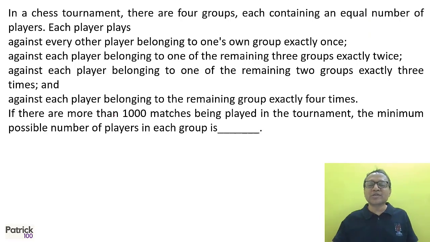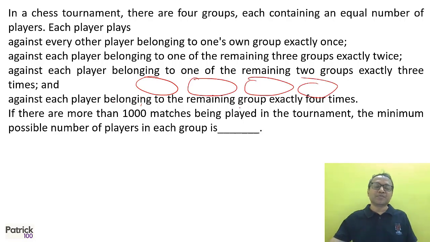There are four groups, each containing an equal number of players. So there are some players here, some players here, some players here, some players here. Let there be n players in each group. I'm just saying that we want the number of players in each group. So let's say n players in each group. That means I'm only calculating for one person, let's say this one person who is out here.